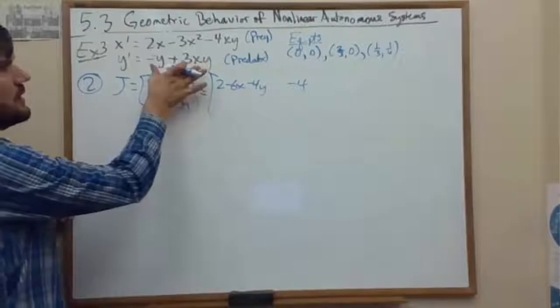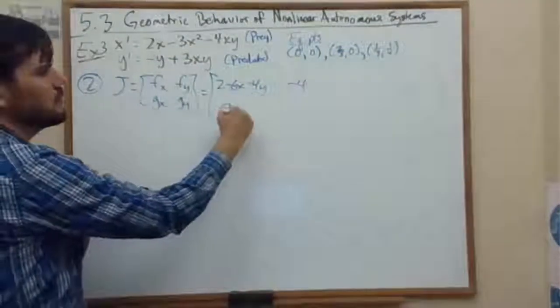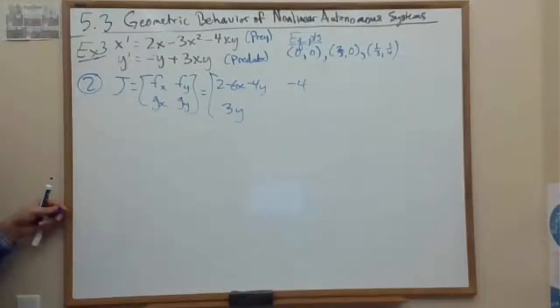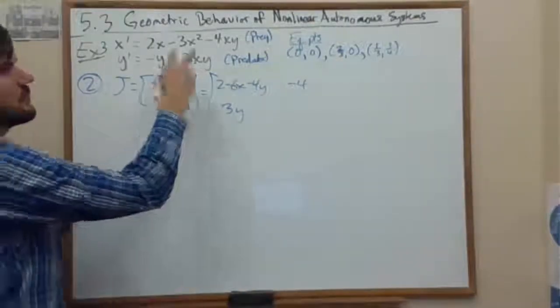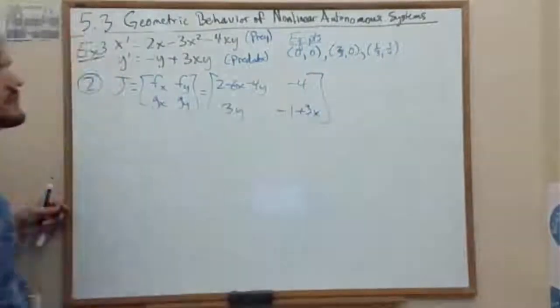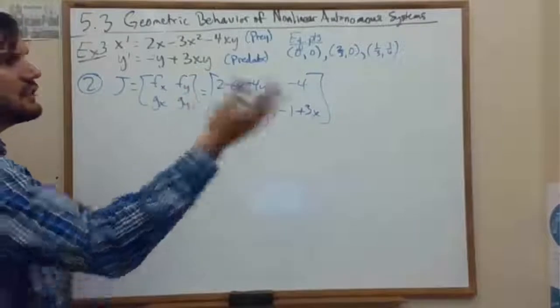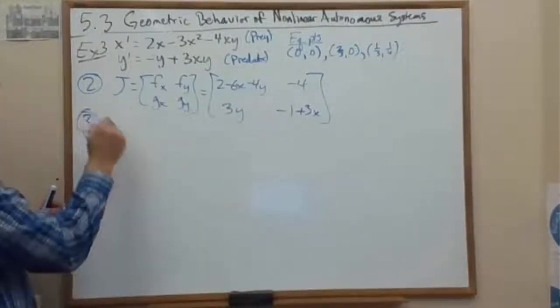Then we go down to g. We take the x partial, 3y, and then we take the y partial. So there is our general Jacobian. So we evaluate that Jacobian at each of the equilibrium points and analyze it.